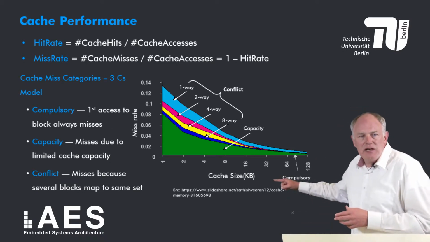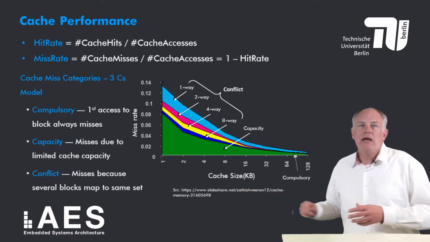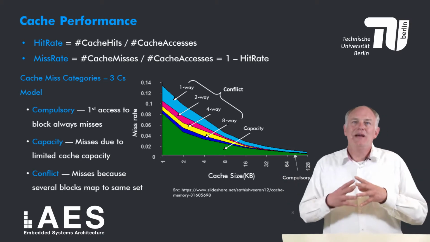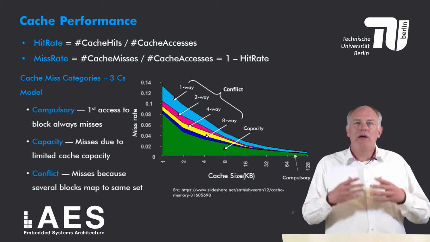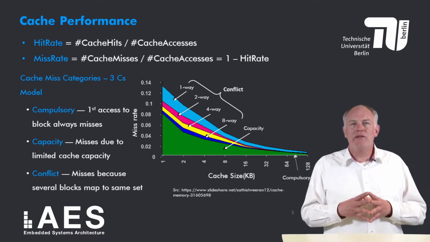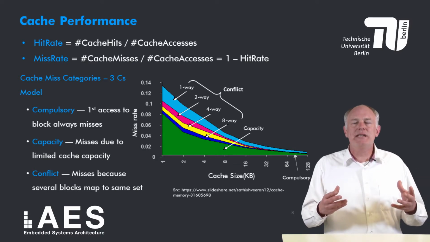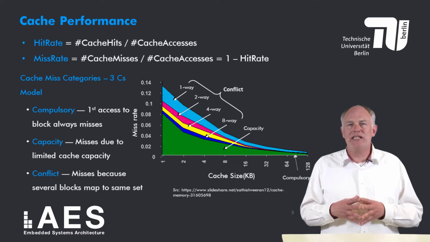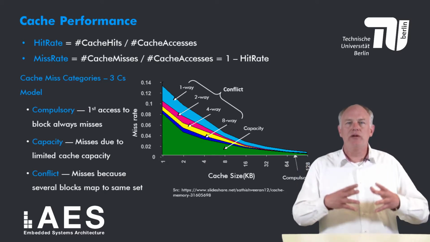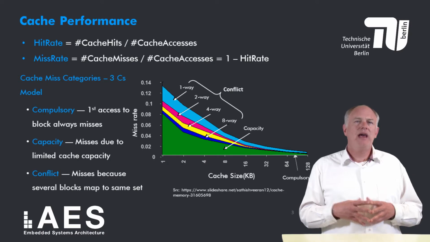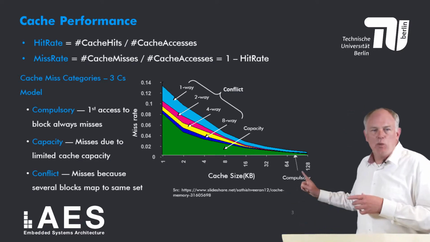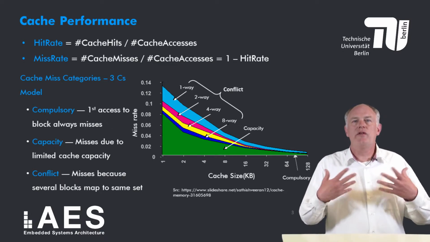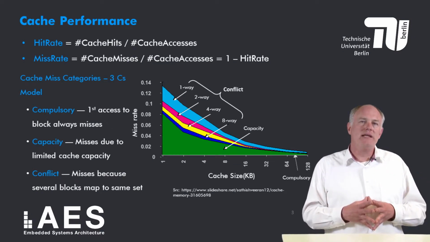Finally, hardly visible, here at the bottom, there's a small black stripe that indicates the compulsory misses. The number of compulsory misses is independent of the cache size and is negligible when the cache is small, but becomes significant for larger cache sizes. In fact, when the cache size is 128 kilobyte, compulsory misses constitute about 30% of all misses.